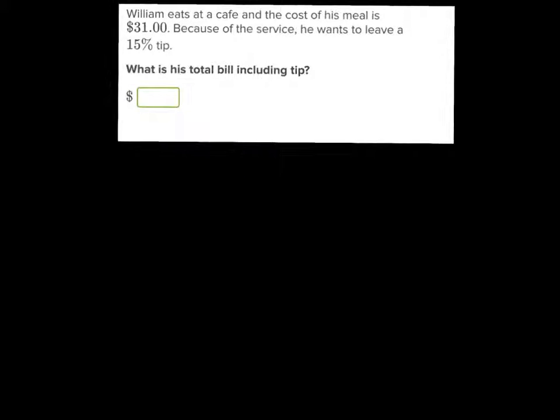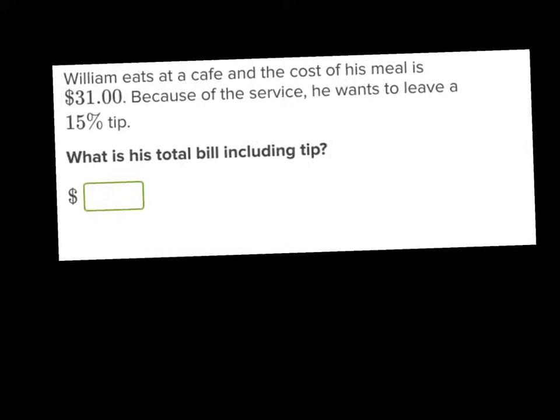Okay, so I'm here with Zoe, and we are doing this problem. Zoe, could you read it for me? William eats at a cafe and the cost of his meal is $31. Because of the service, he wants to leave a 15% tip. Great. What is his total bill including tip?